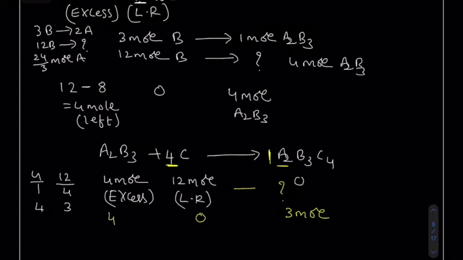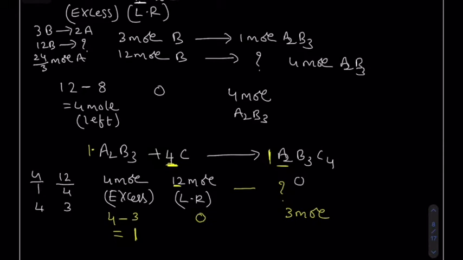Now there are a total of 4 moles of A2B3. Here 4 moles of C will combine with 1 mole of A2B3. So 12 moles of C will combine with how many moles of A2B3? 3 moles. So I am writing 3 moles here. So the remaining moles of A2B3 left is 1. Are you getting my point?